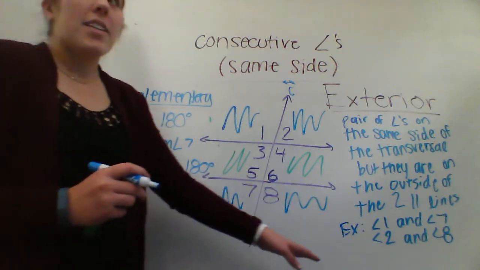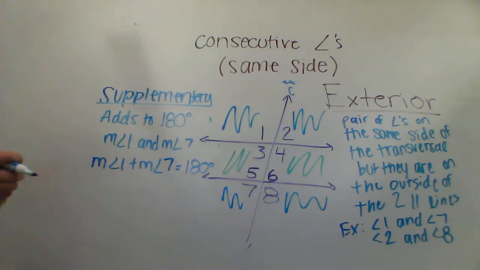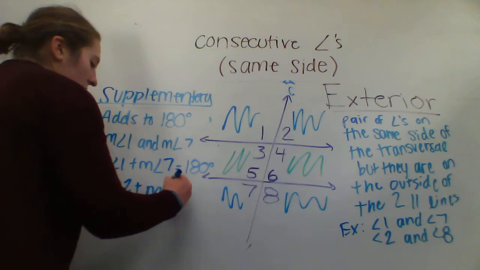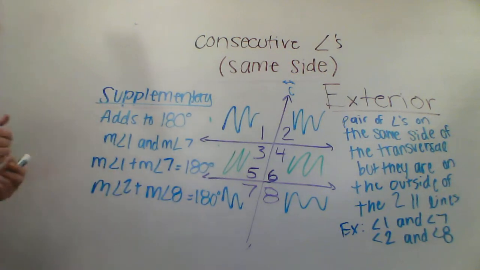So you take your pair of exterior consecutive angles, and when you add them together, you get 180 degrees. So the measure of angle 2 plus the measure of angle 8 should equal 180 degrees. So that's for the exterior angles.